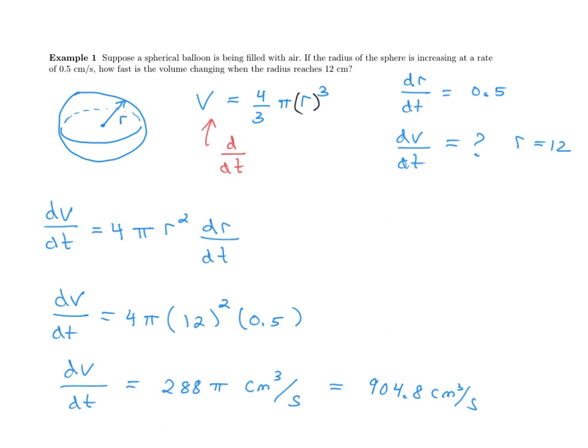So again, the idea being, if you have an equation that connects your variables, you can differentiate it. Now you're connecting the rates at which those variables are changing with respect to each other. I'd like to make an important note before moving on. If you have a variable that is increasing, that means its derivative is positive.